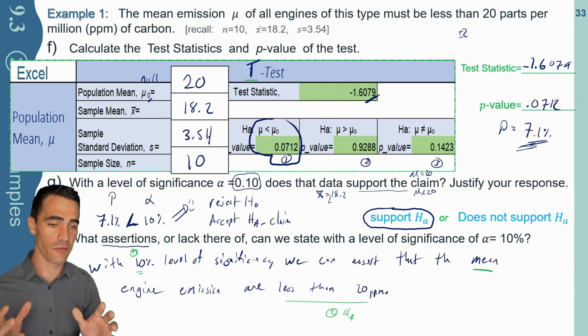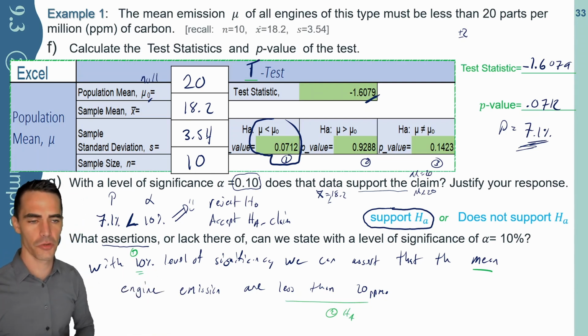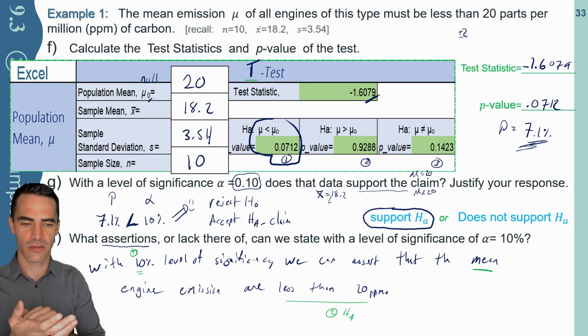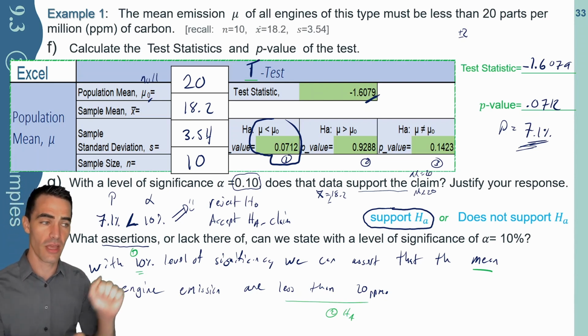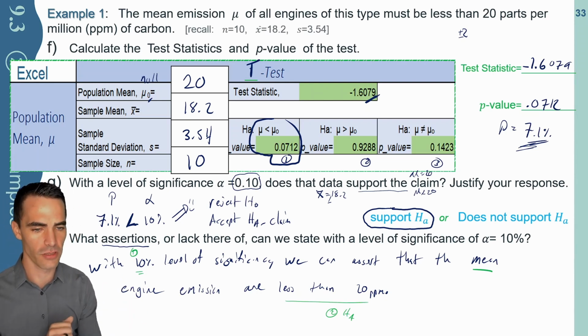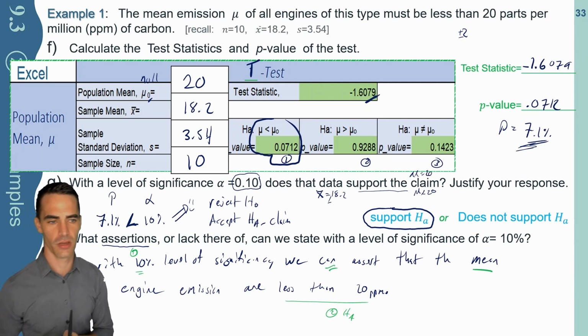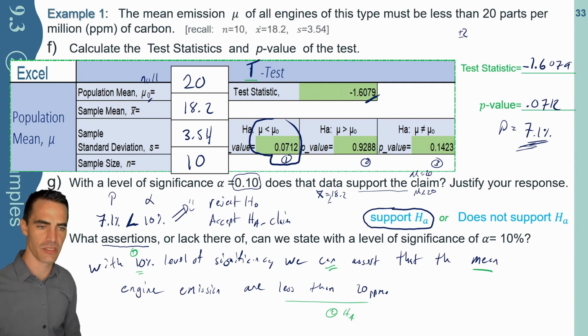You might write a different statement. It might look a little different, right? Your word choice, but we should always have these two ingredients. 10% level of significance, how confident am I making this decision, and what the actual claim is. And then, of course, if it's positive, meaning that we can actually make an assertion, we should state that we can make this assertion. And this is good for us. That means we can start producing this engine.